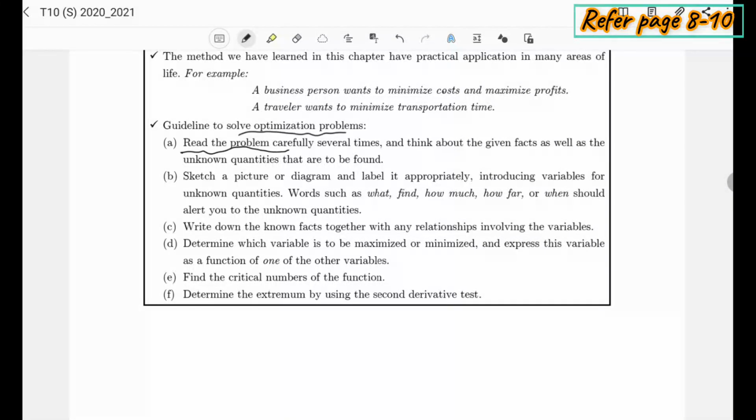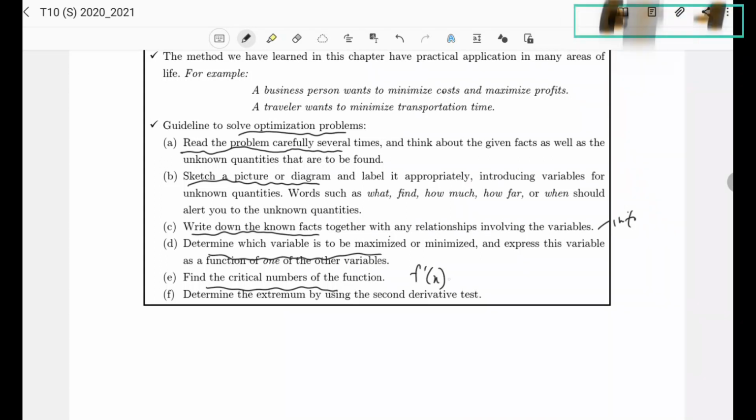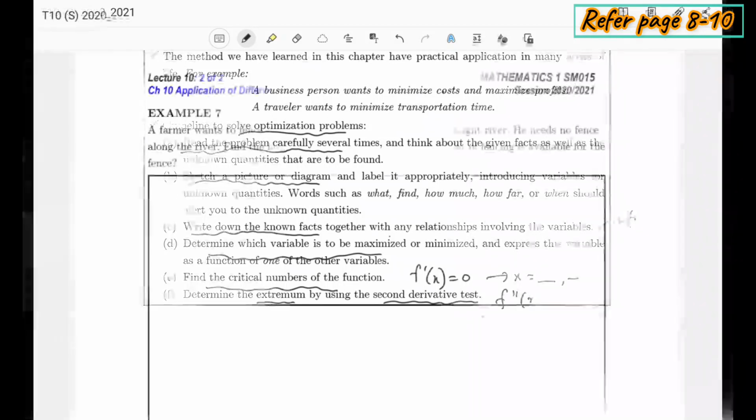First, you need to read the problems carefully, sketch a picture or diagram, write down the known facts together with any relationships involving the variables. So, meaning you have to take out all the info. Okay, determine which variable to be maximized or minimized. Find the critical numbers. You need to get the first derivative and equate to 0 to get your values of your x's. Then find the extremum by using the second derivative test. So meaning you need to get your f double prime x.